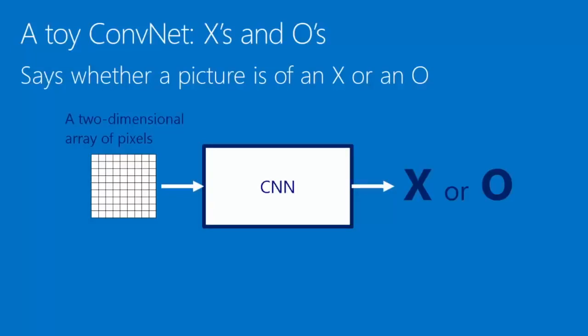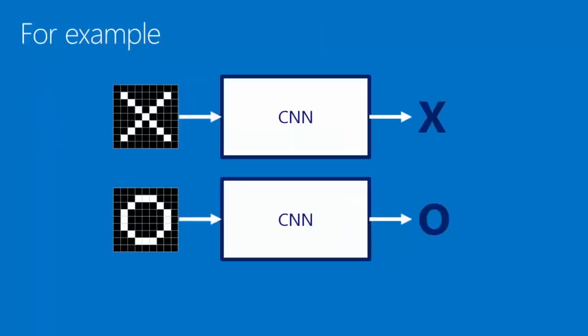What this one does is take in an image, a two-dimensional array of pixels. You can think of it as a checkerboard, and each square on the checkerboard is either light or dark. And then by looking at that, the CNN decides whether it's a picture of an X or of an O. So for instance, on top there, we see an image with an X drawn in white pixels on a black background. And we would like to identify this as an X. And the O, we'd like to identify as an O.